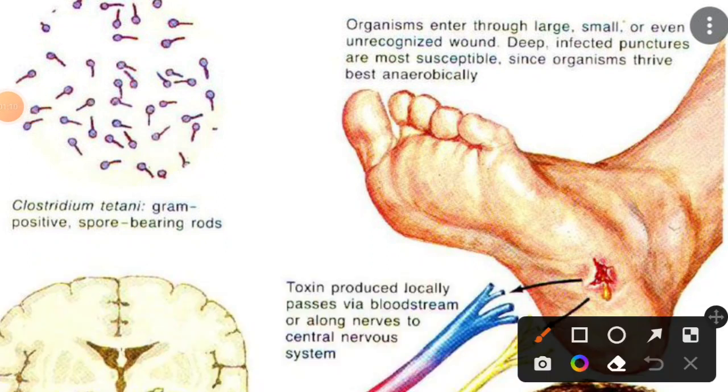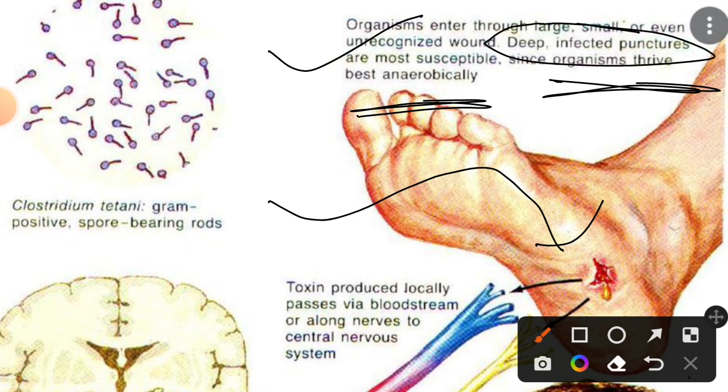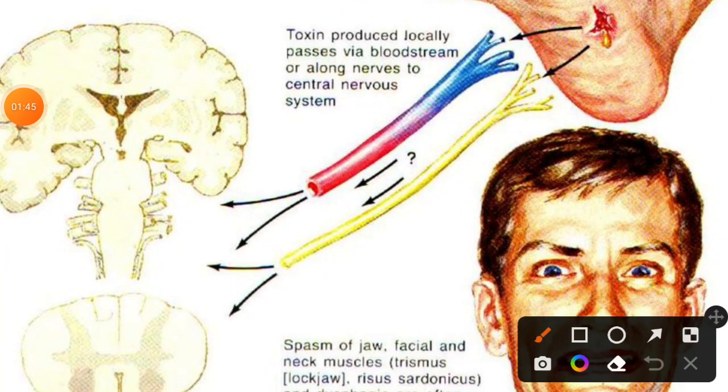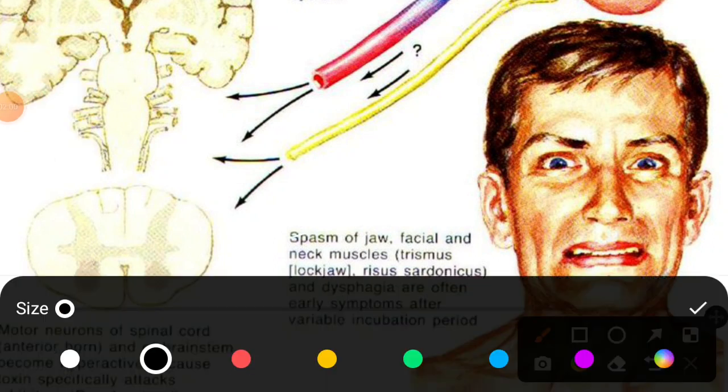The first step of the infection cycle is that the organism will enter through a large, small, or even unrecognized wound. Deep infected punctures are most susceptible, since the organisms thrive best anaerobically. That means the organism is more likely to cause infection when there are deep infected punctures in the body, right? Now the toxin is produced locally and transported via the bloodstream or along the nerves to the central nervous system.